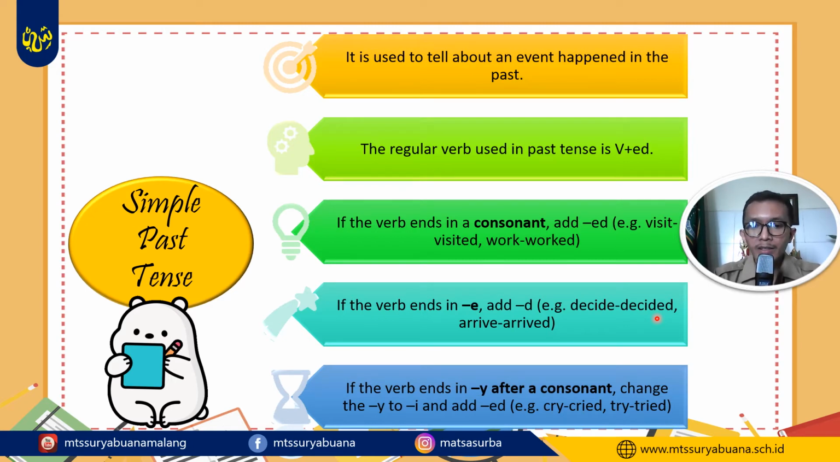Next, if the verb ends in y after a consonant, change the y to i and add ed. For example, cry. You can see in this verb cry, C-R-Y, this word ends in y, and before y here there is a consonant R. So you have to change cry here into cried, with I-E-D. In the same case, try. Try, you can change it into tried, with I-E-D.